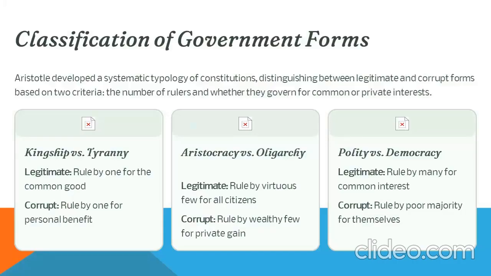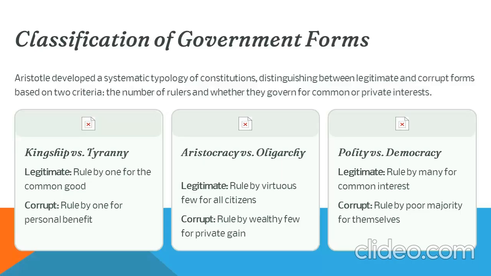Classification of government forms. Aristotle developed a systematic typology of constitutions, distinguishing between legitimate and corrupt forms based on two criteria: the number of rulers and whether they govern for common or private interest. Kingship versus tyranny. Legitimate, rule by one for the common good; corrupt, rule by one for personal benefit.